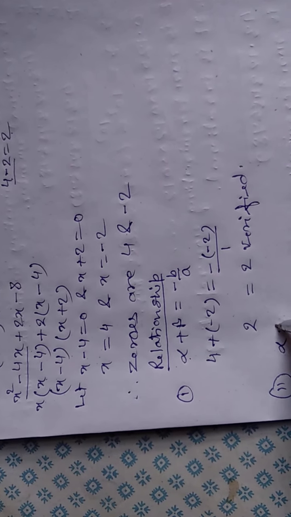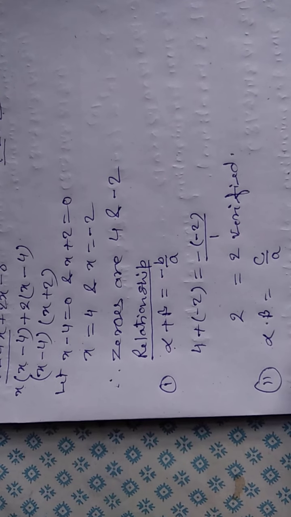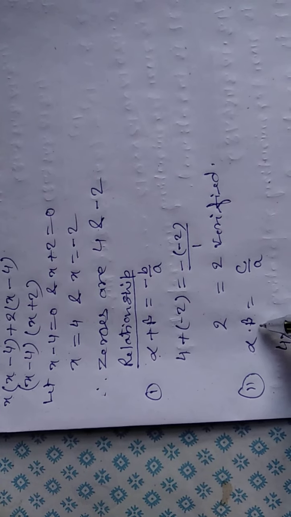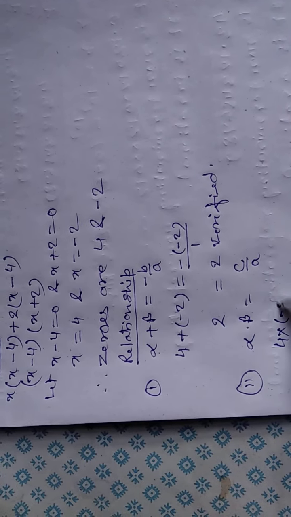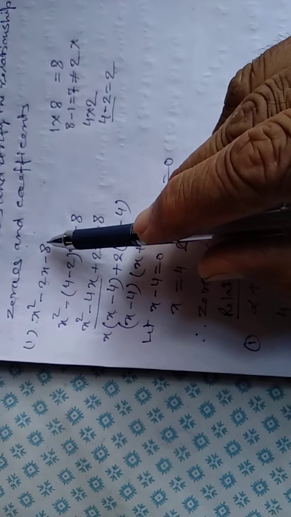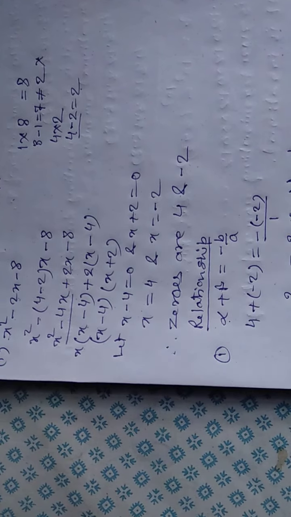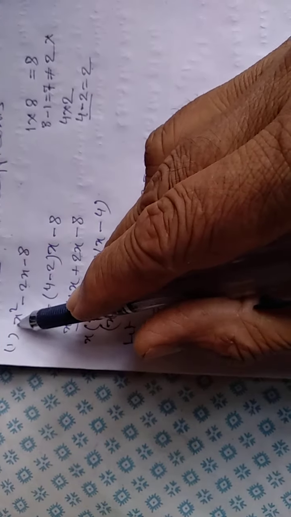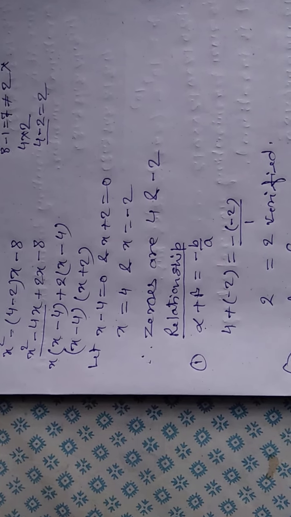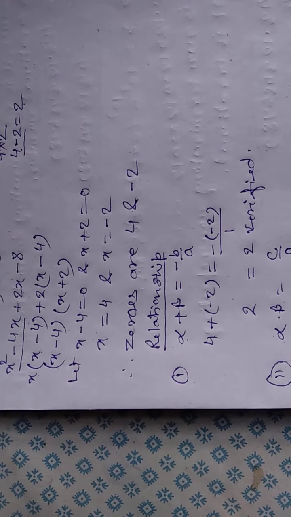Number 2, product of zeros alpha into beta equal to c by a. Alpha, as you have seen, is 4, into beta minus 2. C, what is c? Last term, this minus 8, by a, coefficient of x square, 1. 4 twos are 8, plus into minus is minus, minus 8, it is equal to this minus 8. Verified.